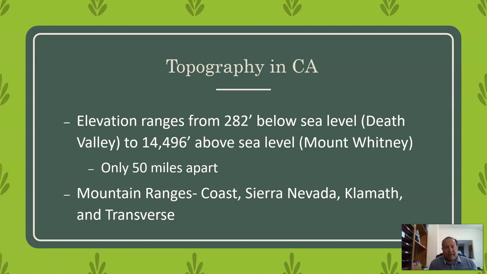And so that takes us to the idea of topography, because it's extremely important, because California has some crazy differences in topography. You can get elevation ranging from 282 feet below sea level in Death Valley all the way up to 14,496 feet above sea level in Mount Whitney. And those two places, one that's almost 300 feet below sea level and the other almost 15,000 feet above sea level, are only 50 miles apart. So in less than an hour, you can go from the highest place in the state all the way to the lowest place. And we've got four different large mountain ranges: the Coast Range, the Sierra Nevadas, the Klamath, and the Transverse Mountains down here in Southern California.